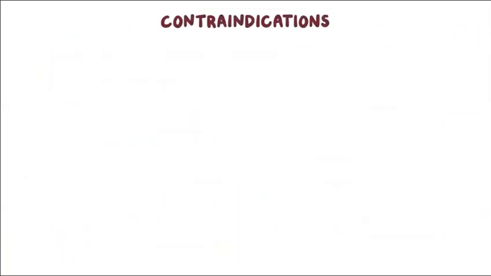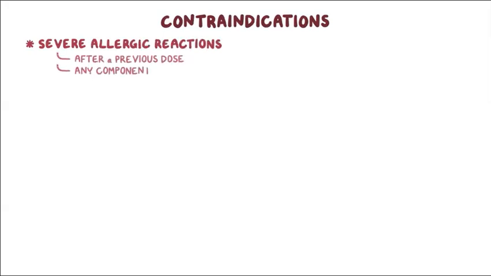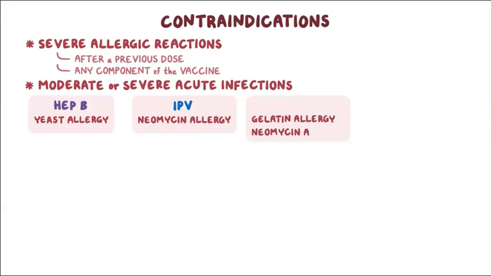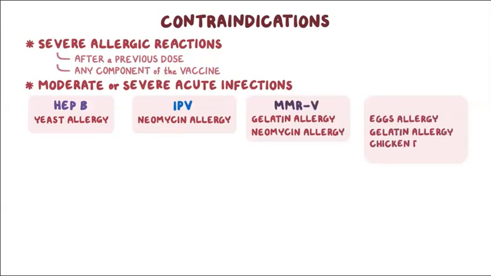Contraindications to all these vaccines include severe allergic reactions after a previous dose or to any component of the vaccine, and moderate or severe acute infections. Some special contraindications are yeast allergy for Hep B vaccine, neomycin allergy for IPV, gelatin or neomycin allergy for MMRV, and eggs, gelatin, or chicken protein allergy for the yellow fever vaccine.